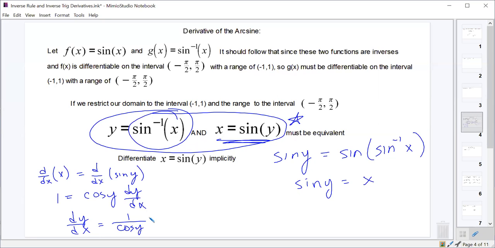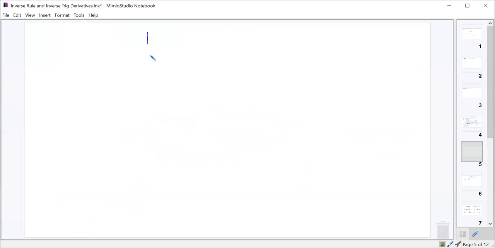Yes. Okay. Well, we started with y equals the inverse sine of x, right? We started with everything in terms of x. So we'd like to get this back to have everything in terms of x. So how are we going to do that? If dy dx equals 1 over cosine y with x equal to sine y, there's two good ways to go about putting this in terms of x.